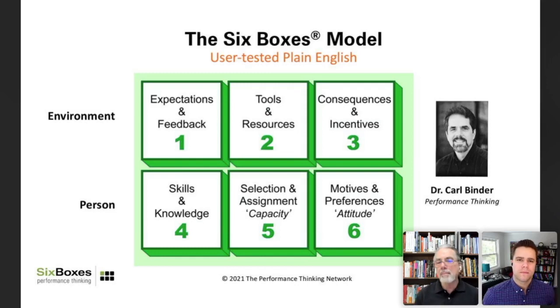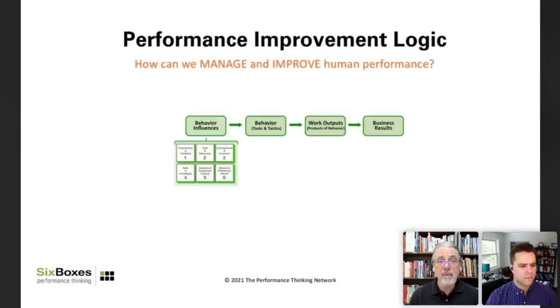So that's our answer to the question, what influences behavior? And this is a popular model. A lot of people really like it. But it's important to notice that until you identify the work outputs and the behavior needed to produce them, this really isn't as powerful. So we need to start out with that first part, defining performance.